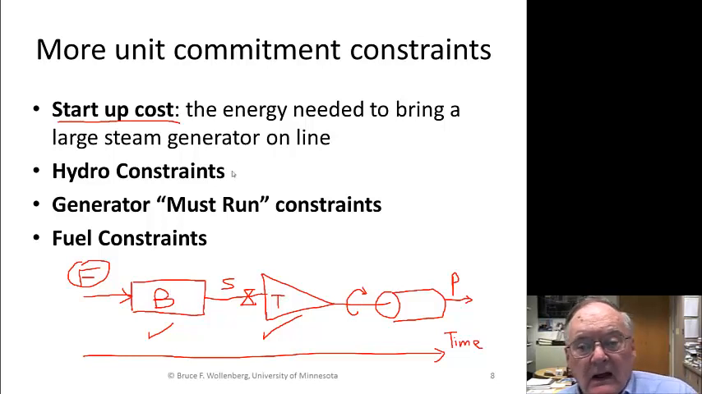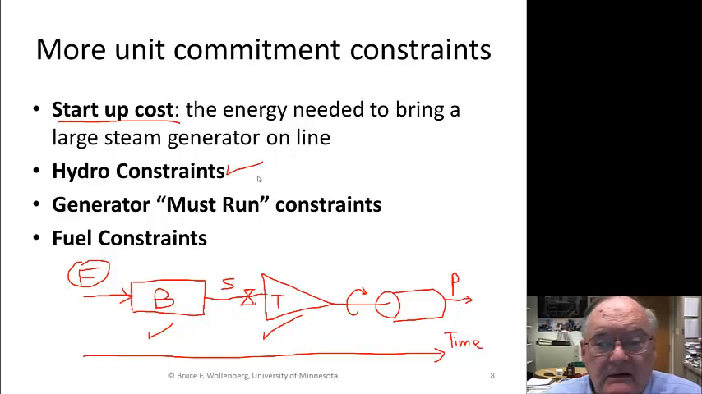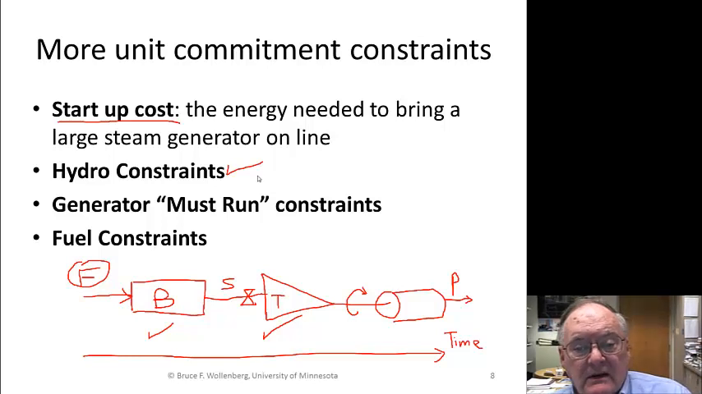Okay? Hydro constraints, we're going to see this later on. Things like you don't want to put too much water into the downstream reservoir and have it spill. You don't want to run the water up over the banks of a river and things like that. Sometimes generators are what are called must run. It just means exactly what it says. A unit must be on.